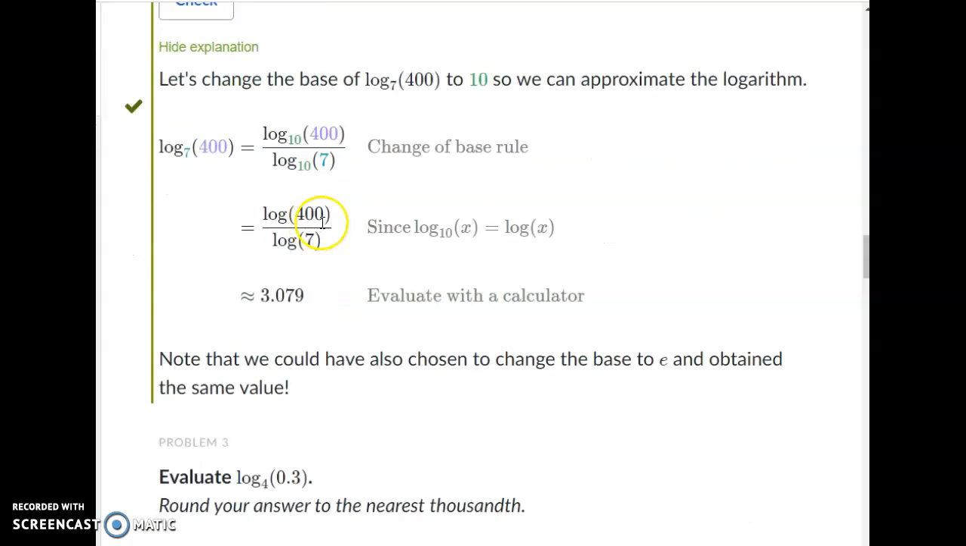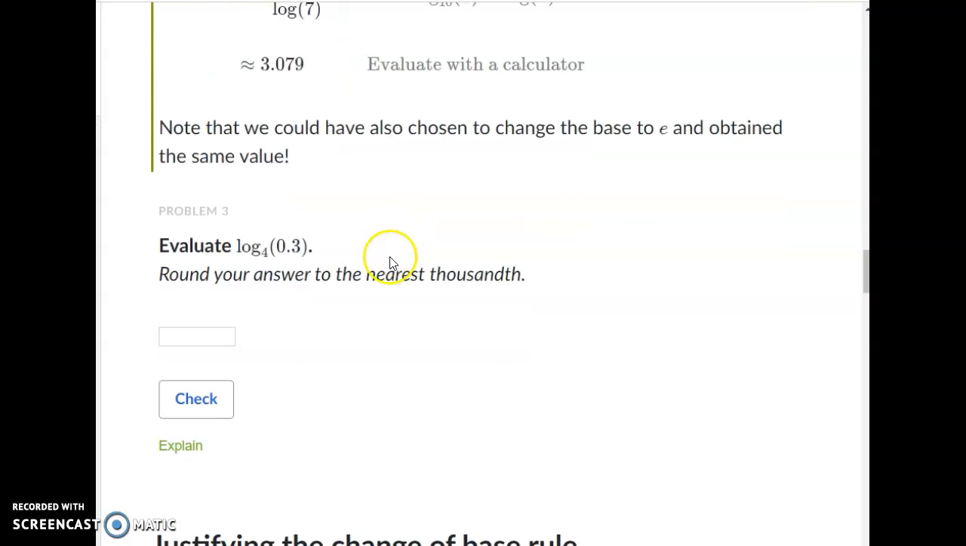So to make sure that you understand, I want you to try this problem. Go ahead and pause the video, try it, and see if you can get the correct answer, and then we'll check it together when you're ready to hit play. So pause the video, give it a shot, and hit play when you're ready to check.